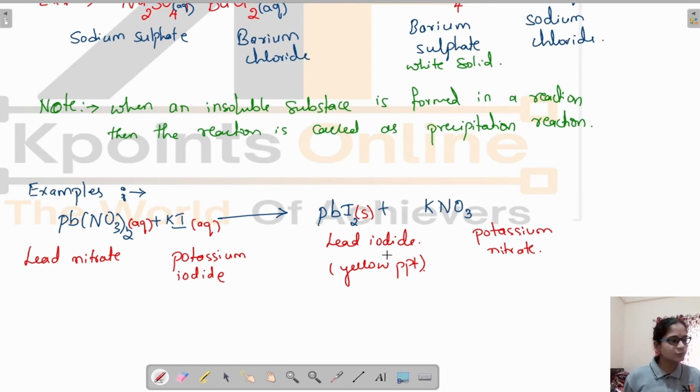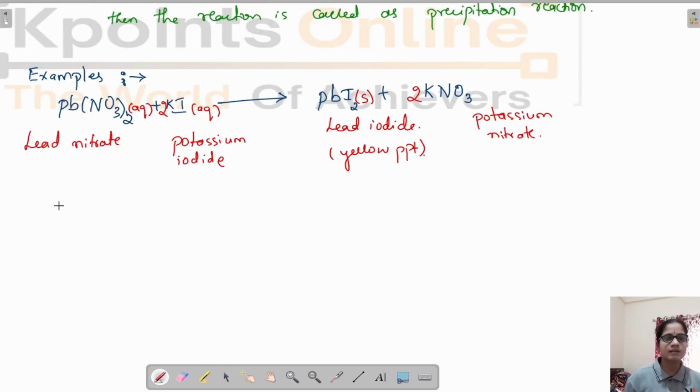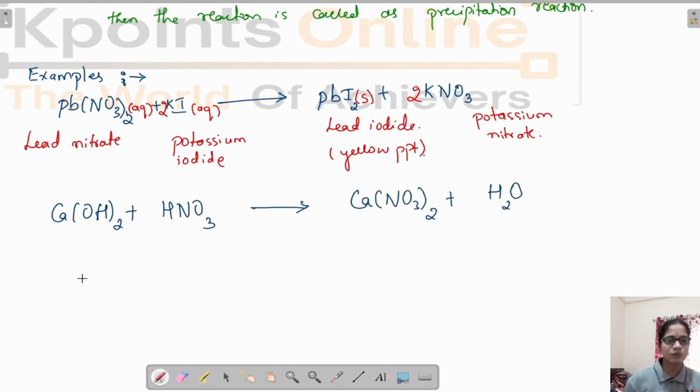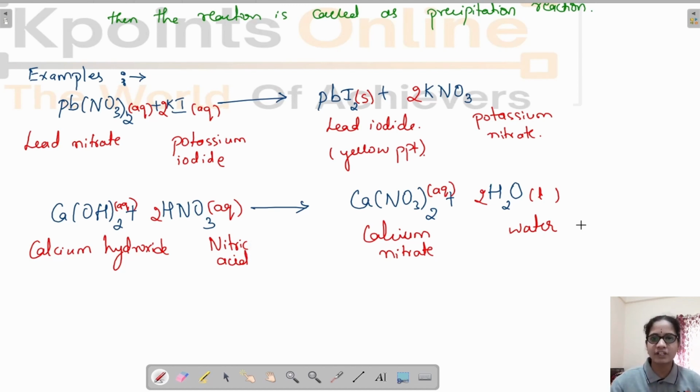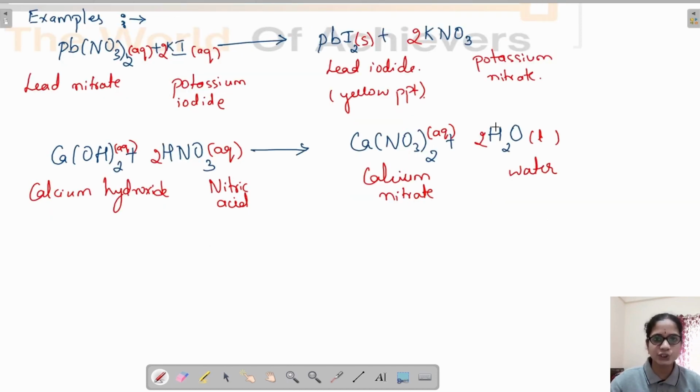Okay, then let us move to the next one. Balance this equation. Yes, now the equation is also balanced. Next example, calcium hydroxide plus nitric acid to form calcium nitrate. This is calcium hydroxide reacting with nitric acid to form calcium nitrate and water. Okay, this is also a double displacement reaction. So far we have discussed four different types of reaction up to double displacement. Then let us move to the next part, that is oxidation reduction.